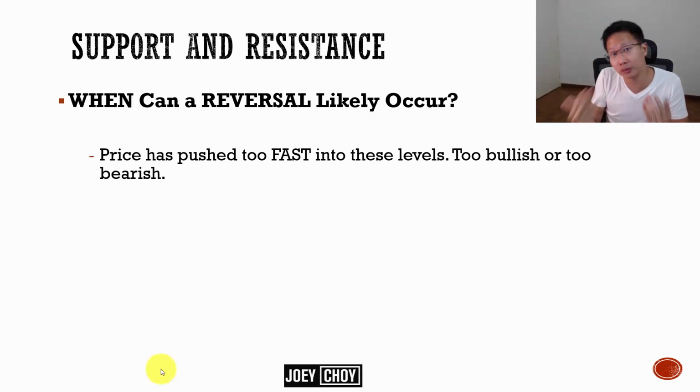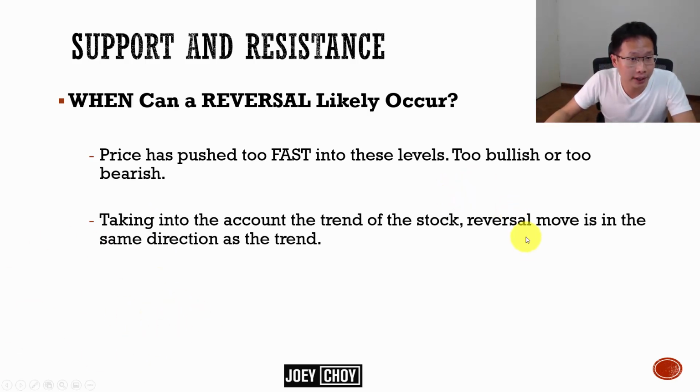That's where you want to be careful, because we might also see a reversal that comes too fast towards that resistance level. Same thing with a support level: if we are hitting it too fast with very strong selling momentum towards the support, that's where we can potentially see a reversal as well. And of course we want to take into account the trend of the stock, so the reversal move is in the same direction as the trend.